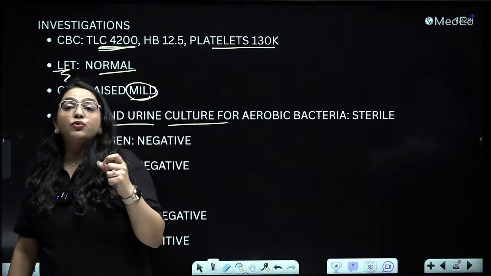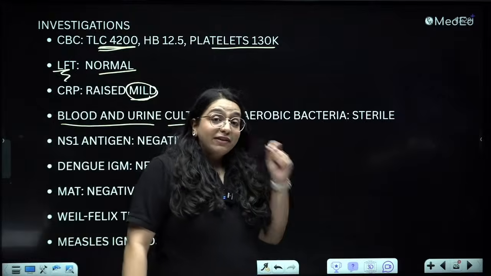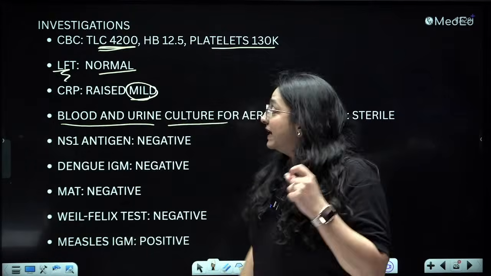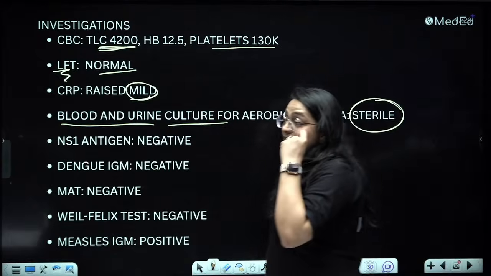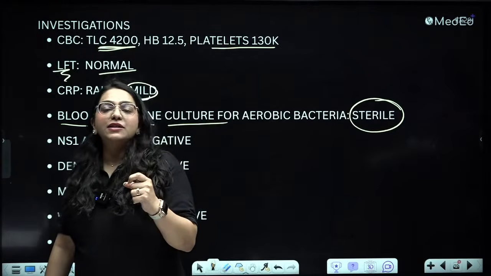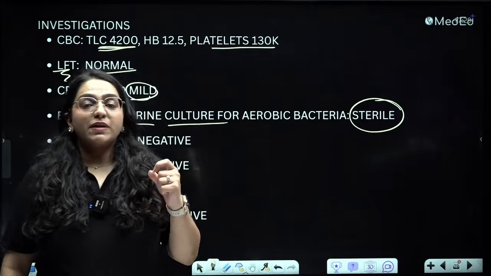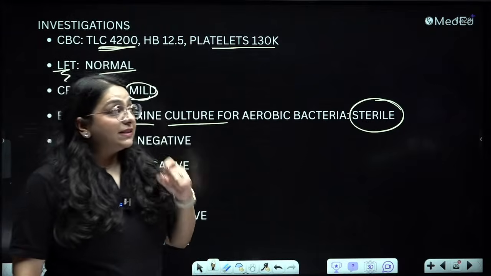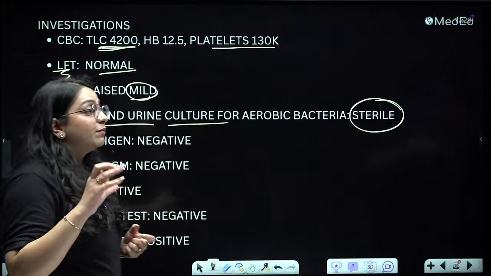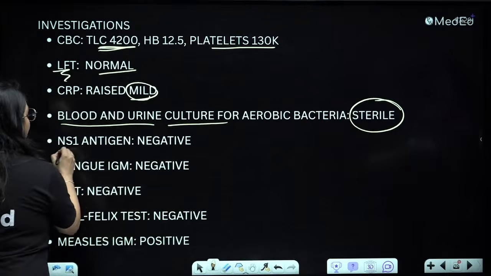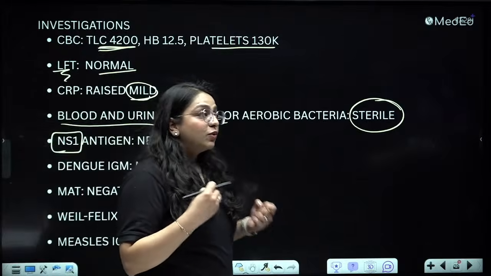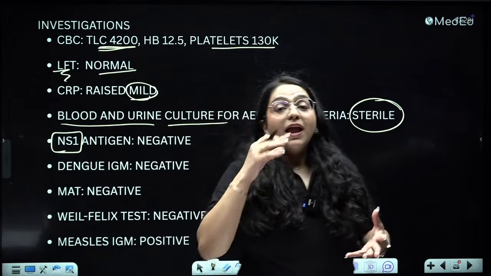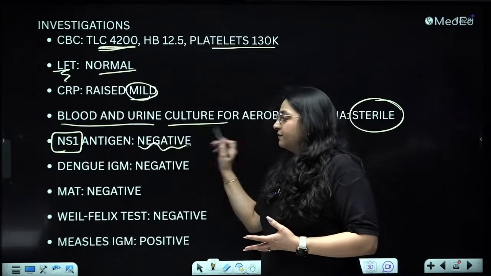Because I wanted to rule out typhoid also, enteric fever. They have, for aerobic bacteria, come out to be sterile. Now, at day 4 of illness, the blood culture, if it was typhoid fever, should have come out to be positive. So that is also giving me an idea that probably this is not typhoid. Then, of course, for dengue, we will do NS1 antigen. And since we were really looking forward to dengue, NS1 has come out to be negative.